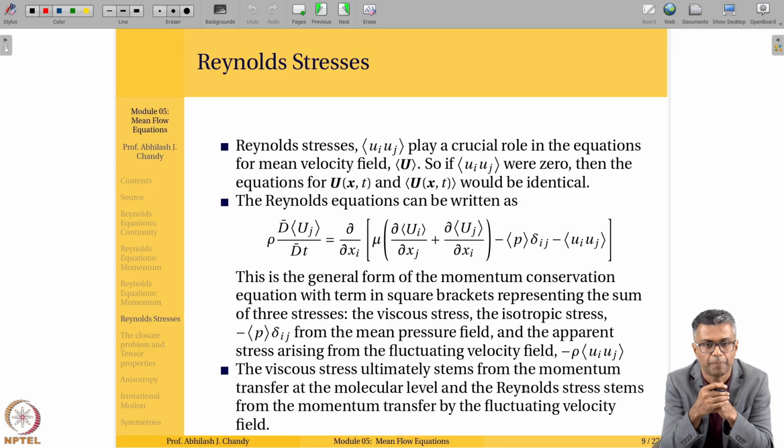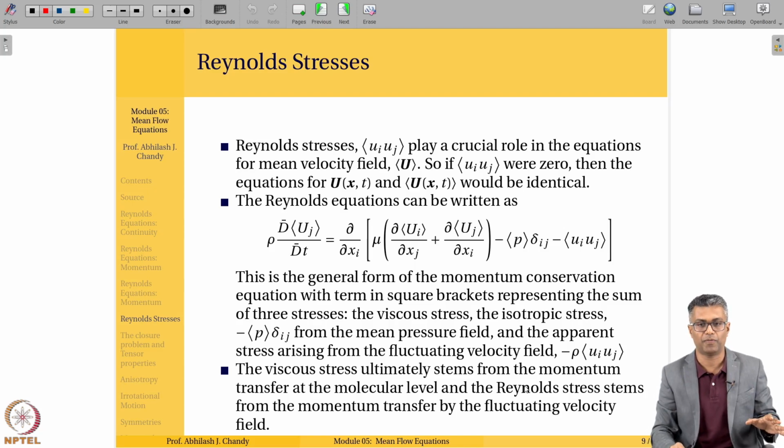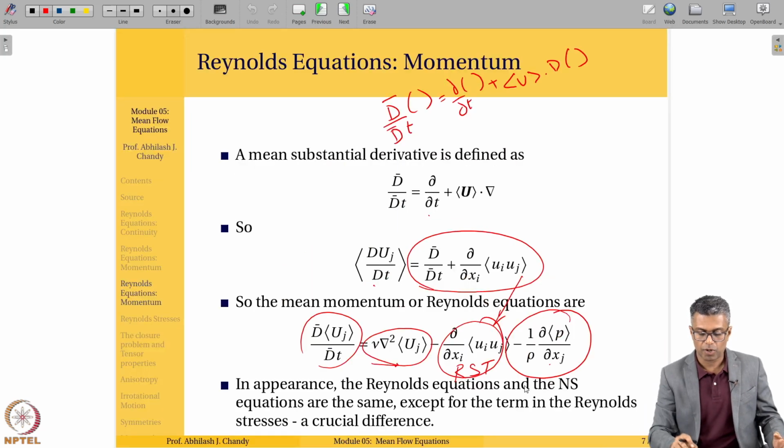So I hope this is clear. The Reynolds stresses play a crucial role in the mean velocity field. If the Reynolds stresses were 0, then u and u mean would be identical, isn't it? Because if you think about it, in this equation, if this RST term becomes equal to 0, there's no difference between this and the Navier-Stokes equations.